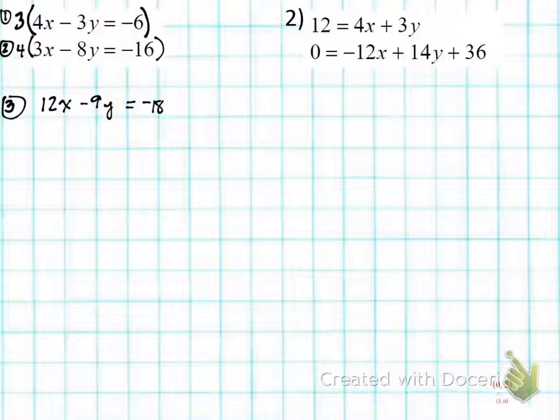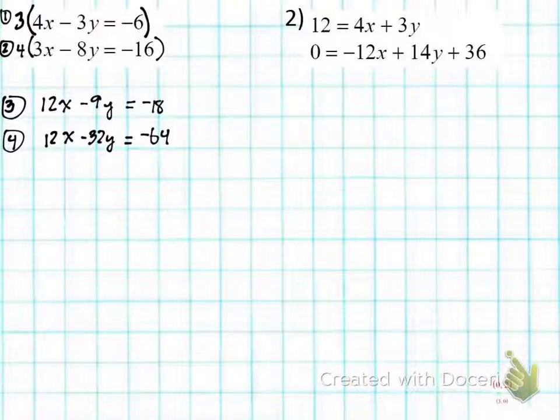And we're going to multiply it by 4 because I want it to be 12x, right? So 4 times 3x is 12x. 4 times negative 8y is negative 32y. Bring down an equal sign. Negative 16 times 4 is negative 64.